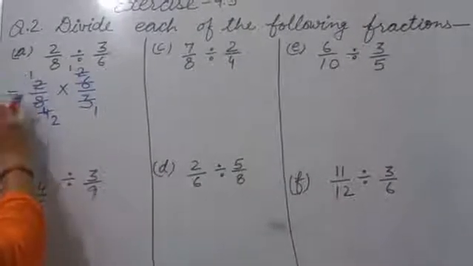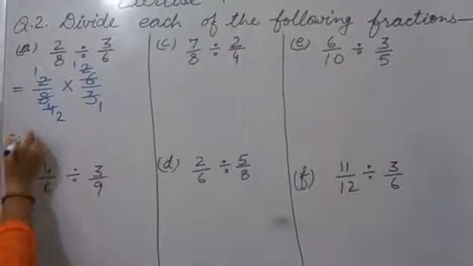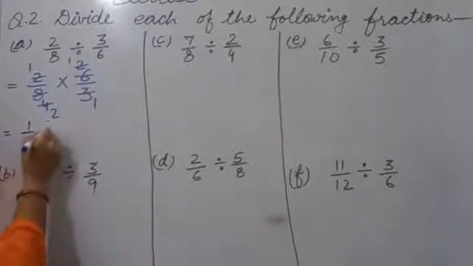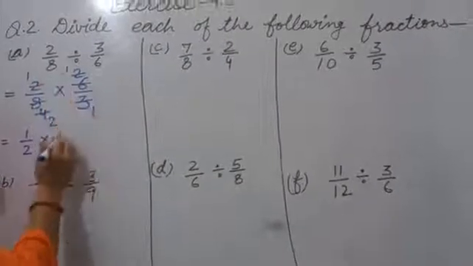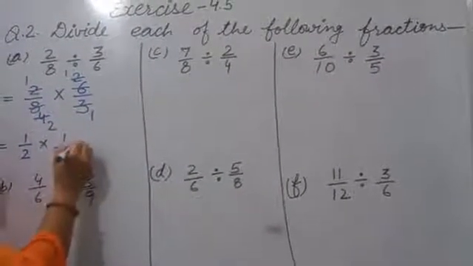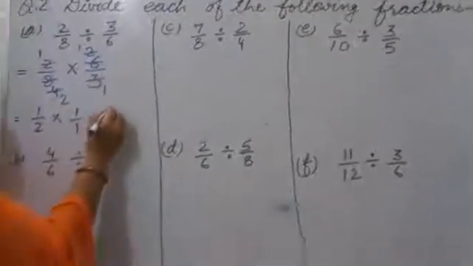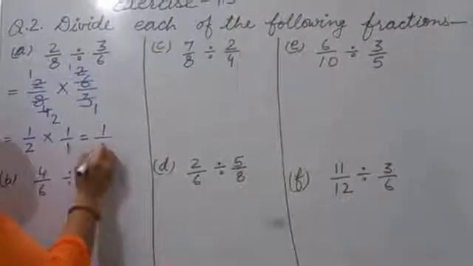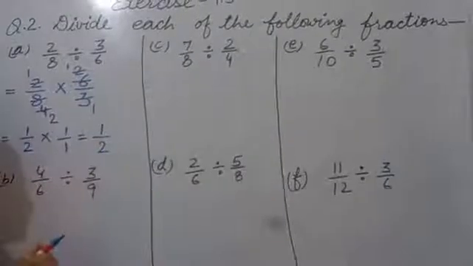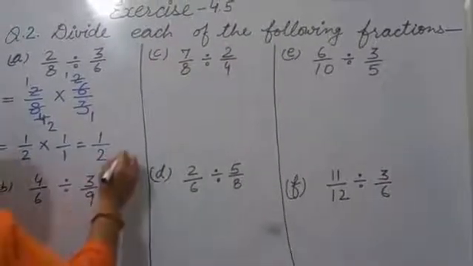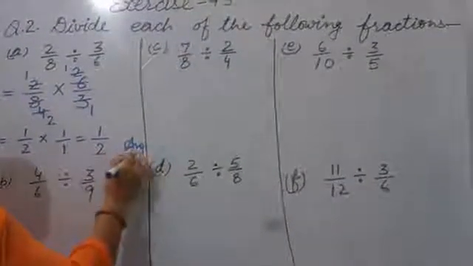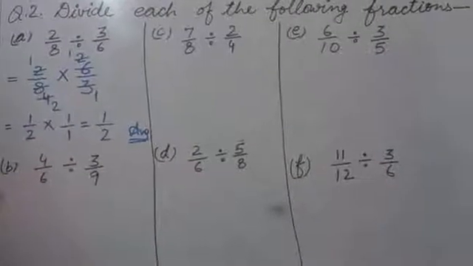Now from here we have 1 upon 2. So 1 upon 2 and from there 1 upon 1. Now numerator multiply by numerator, 1 ones are 1 and 2 ones are 2. So 1 upon 2. This is the proper fraction. So this is your answer. Okay, so like this you will do.